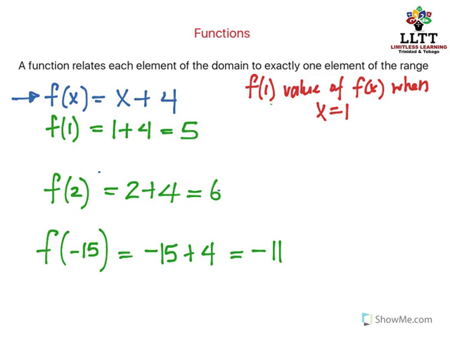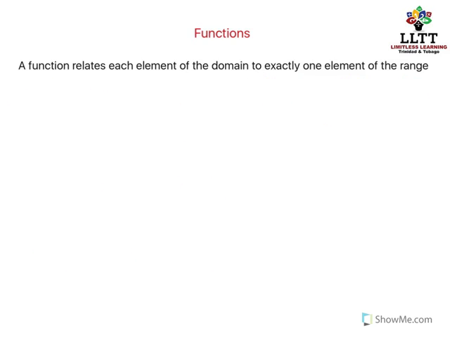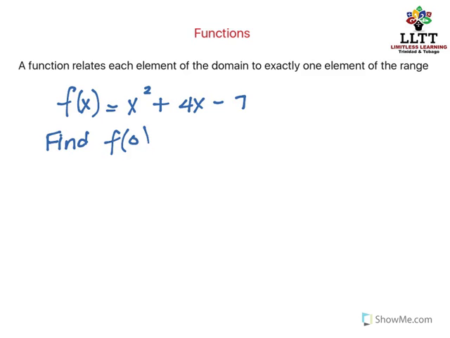Okay, so let's look at another example of a function. Suppose I had a function that is f of x is equal to x squared plus 4x minus 7. And I have to find the following. I need to find f of 0 and find f of negative 1. So I need to find f of 0. What I want to find when I say f of 0 is the value of f of x when x is 0.